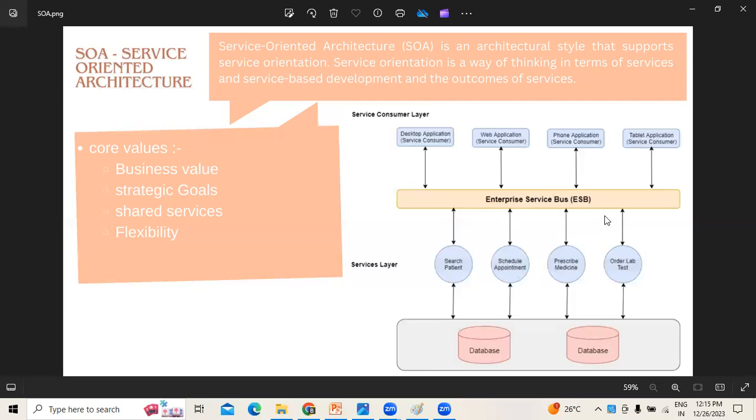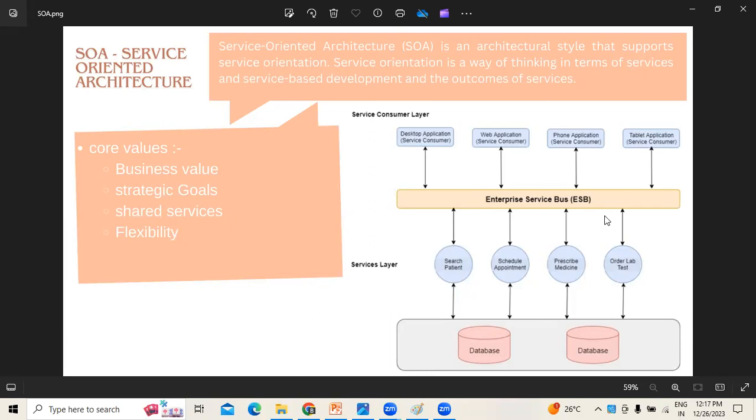Then I'll go to the core values. One more question: how can we know whether our project is SOA or other than SOA? Based on the number of applications we are developing in the real world. Let's say your application requires multiple applications, like a web application and a mobile one. Different applications means it's always advisable to go for web services. When you go for web services, SOA is automatically implemented. So the parameter is how many types of applications we are developing in our project.